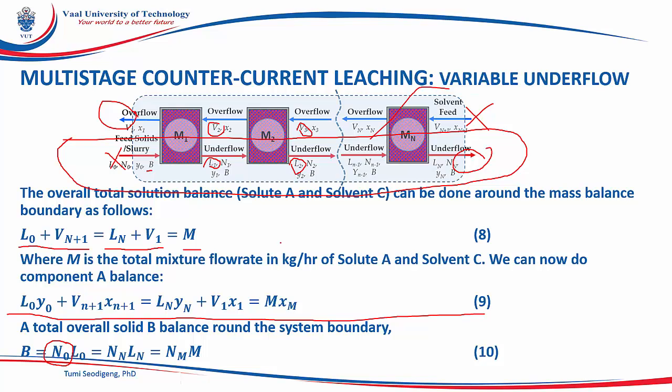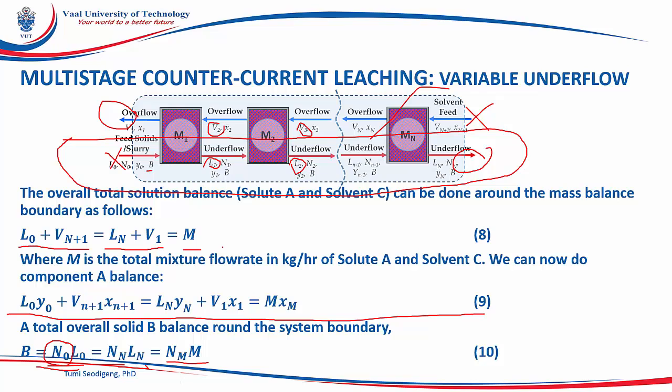So since we are only looking at the system boundary, where we're only looking at the inlets and outlets, we only do it for the inlet and the outlet, and we know that it will be the total solids in the mixture, total mixture M.